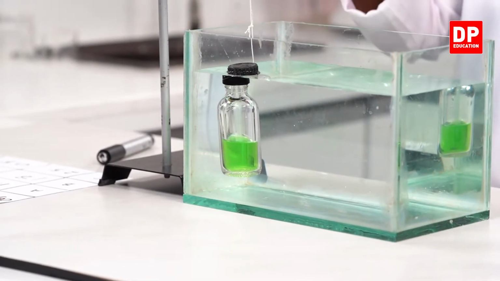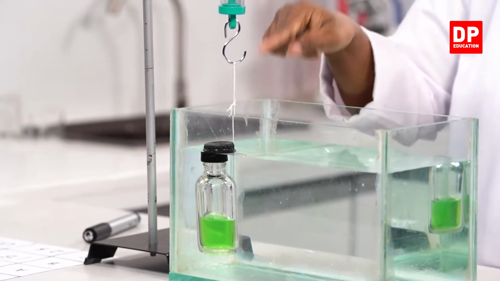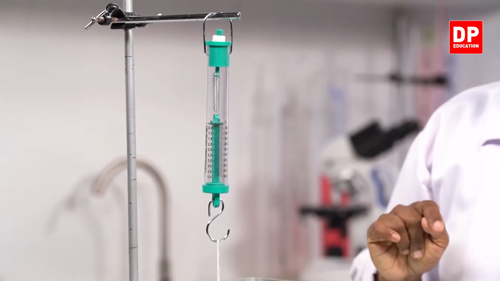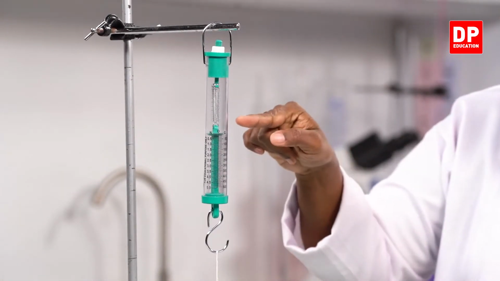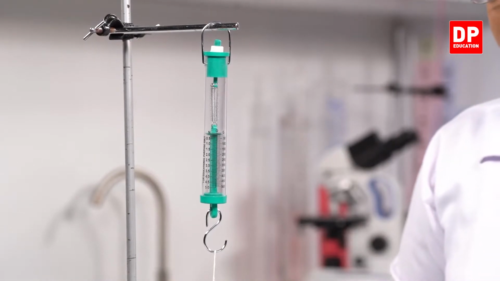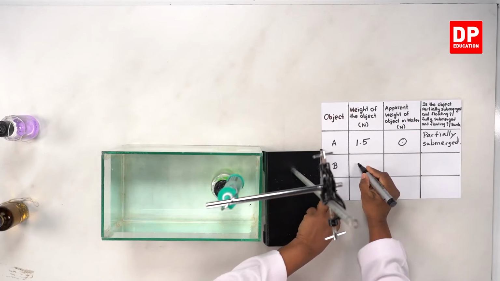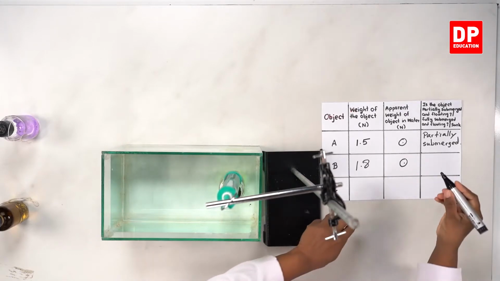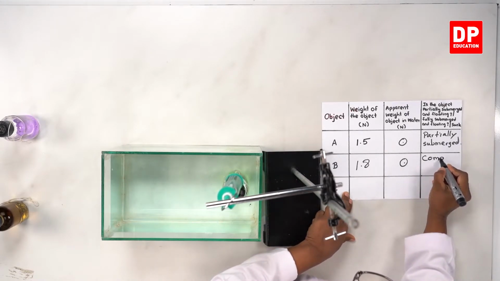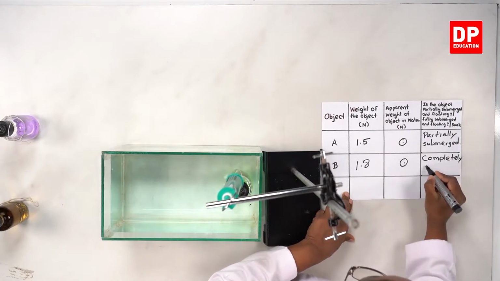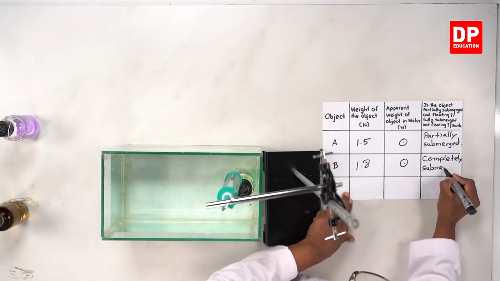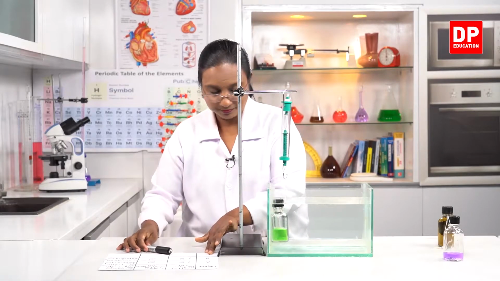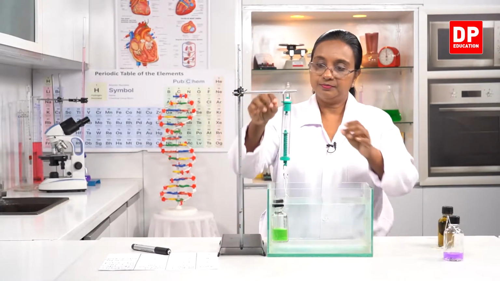You all can see the reading, students. It is 0. Now the thread is straight, and the object is floating completely submerged in water. The Newton balance reading is 0. So here the weight of the object was 1.8 Newton and the apparent weight is 0. So here it is completely submerged in water. Then we have the next one.